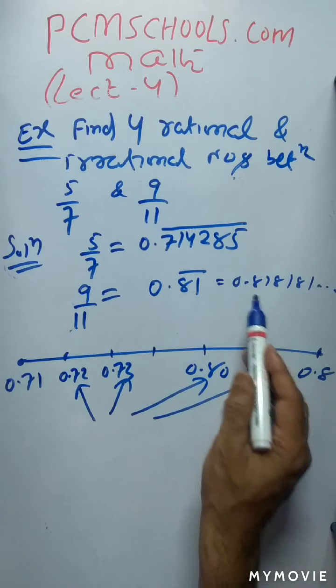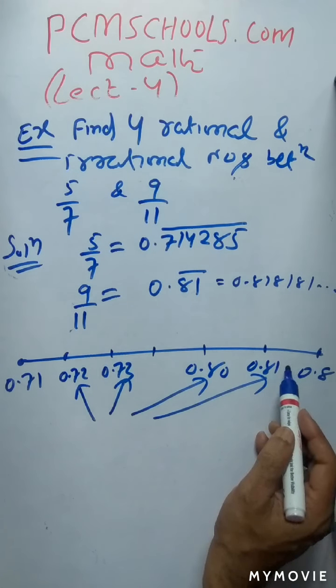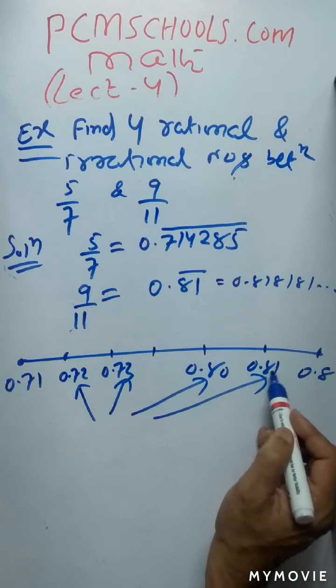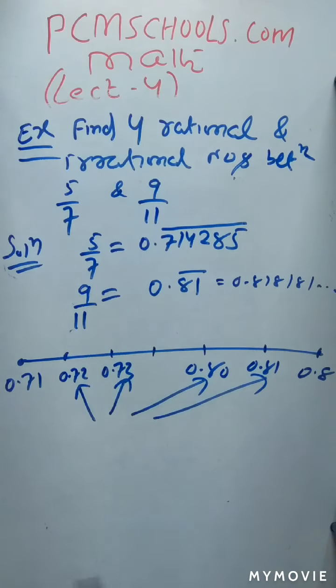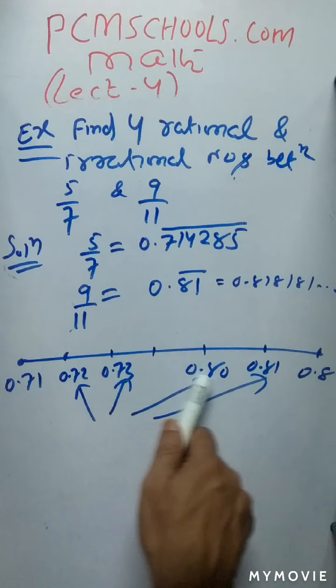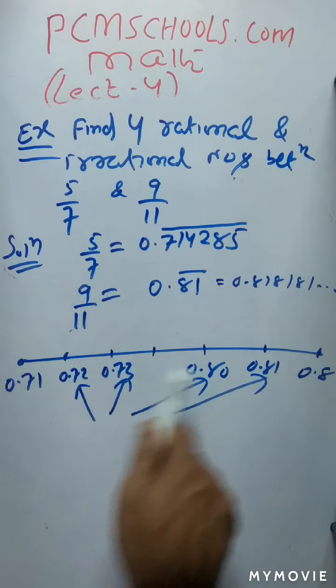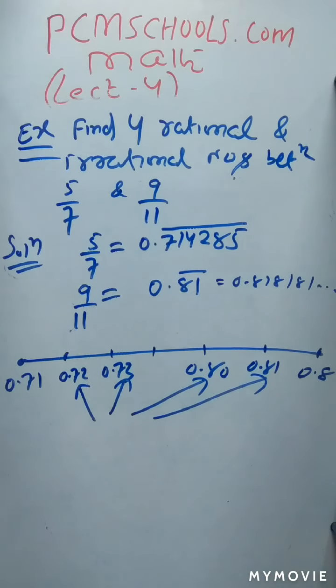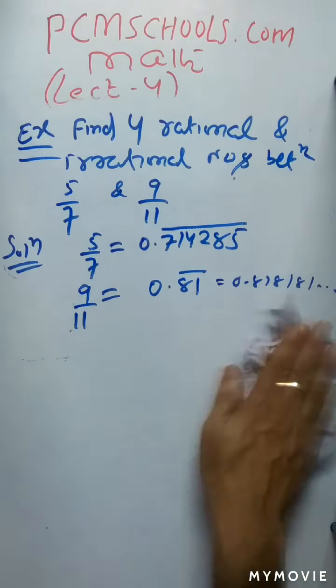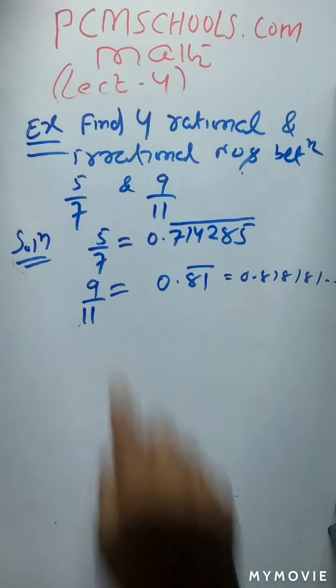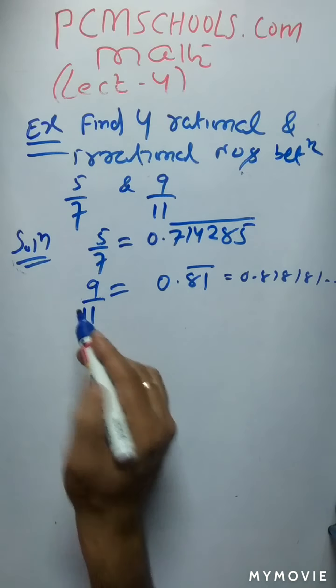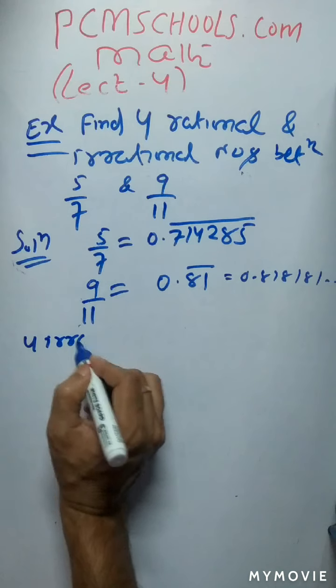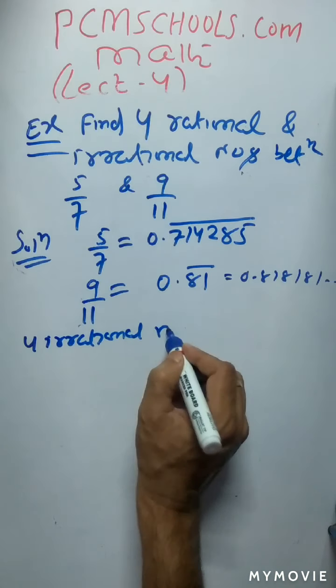Because 5 by 7 is 0.714285, and 0.72 is greater than this number. 0.73 is also greater than this number. And 9 by 11 is 0.8181, so I have taken 0.81 which is less than 9 by 11. So these four numbers lie between 5 by 7 and 9 by 11, and these four numbers are rational numbers.